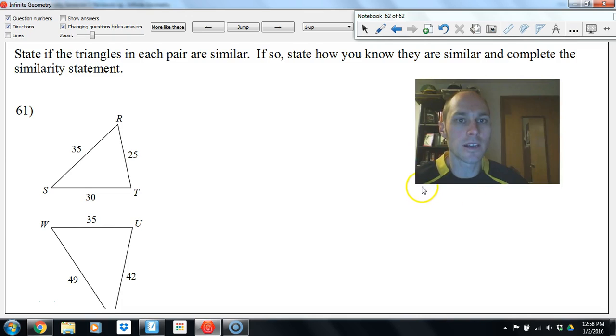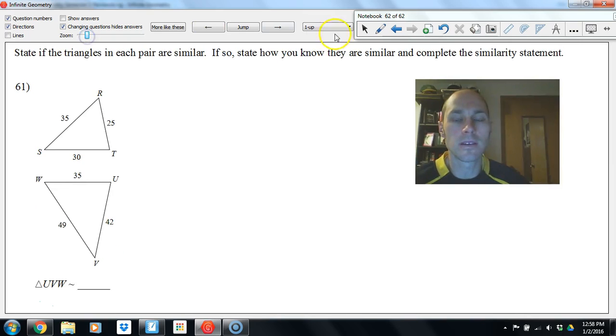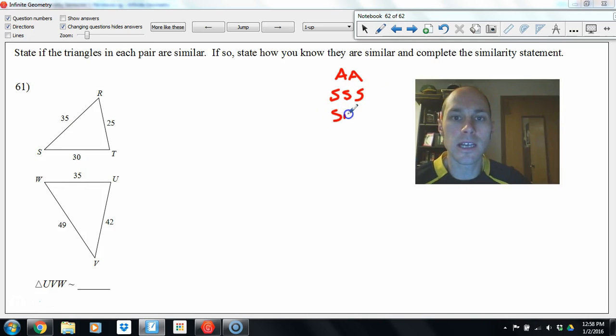Now, we need to state if the triangles are similar. If so, state how we know and complete the similarity statement. So keep in mind, triangles are similar by angle similarity, side similarity, or side angle side similarity. So if we can prove by one of those methods, we should be good.